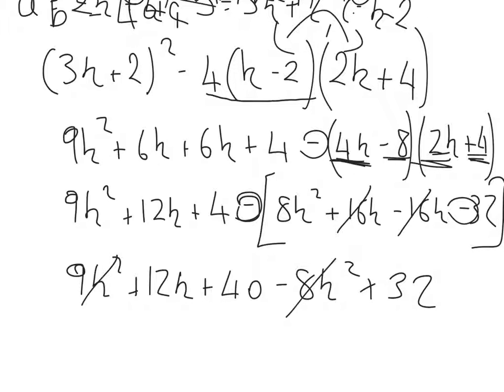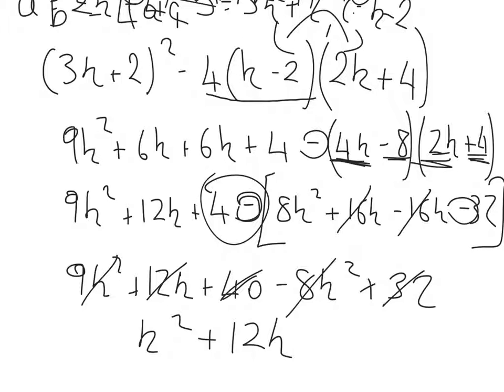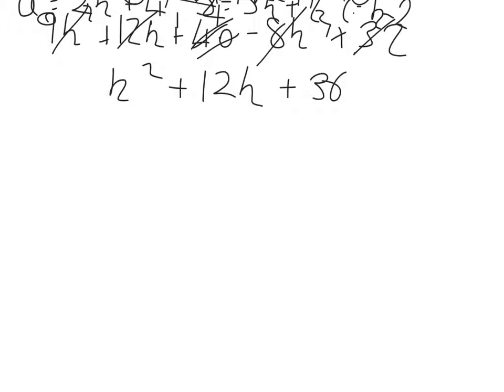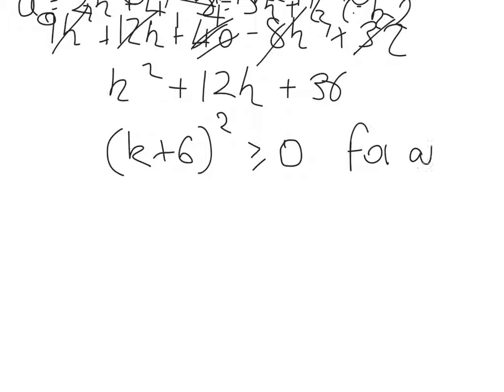So 9k squared minus 8k squared is k squared. I've got plus 12k, and then 4 and 32. 4 plus 32 is plus 36. I can now factorise, so two numbers multiplied give 36, add together give 12 is 6 and 6. So that'll give me k plus 6 bracket k plus 6, which I can write as k plus 6 all squared. Now, because this is an expression which has been squared, then everything squared needs to be greater than or equal to 0, so I can say with complete confidence that that is greater than or equal to 0 for all values of k.